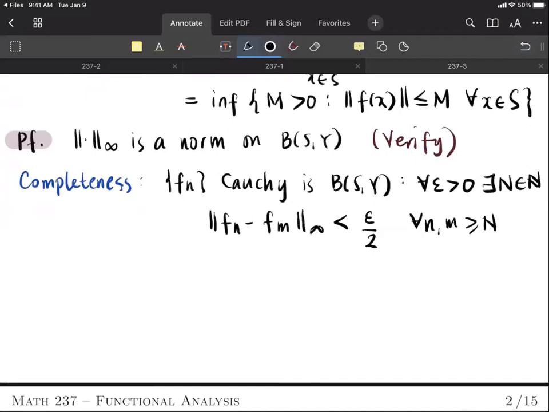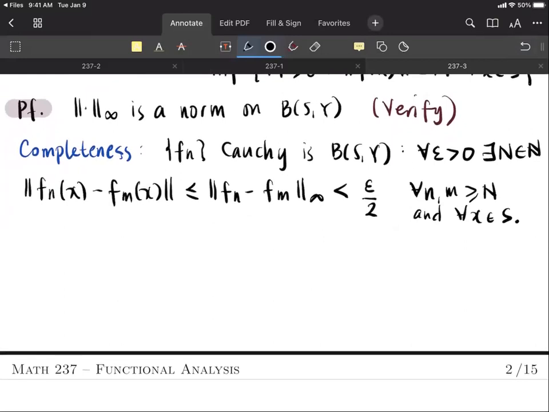Okay, now by definition, the infinity norm or sup norm is greater than the distance between the corresponding function values. And this is true also for any x in the domain. From this inequality, I use this one. This implies that we have a Cauchy sequence in Y.